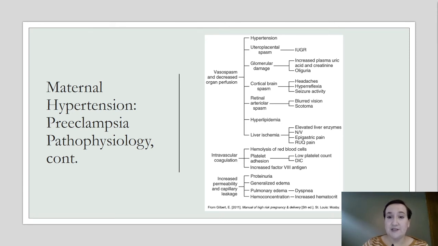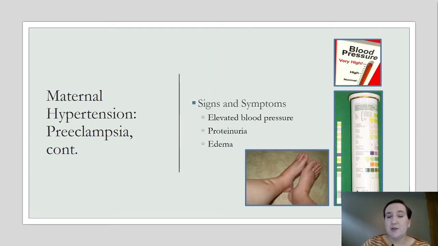And then we also have hemolysis of red blood cells that can occur when we're talking about coagulation issues, all related to preeclampsia, especially if it's left untreated. So are we absolutely worried? We are really concerned. So some of the things we're going to look for, as I've already mentioned, include that elevated blood pressure and proteinuria.